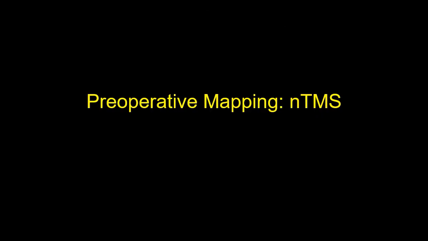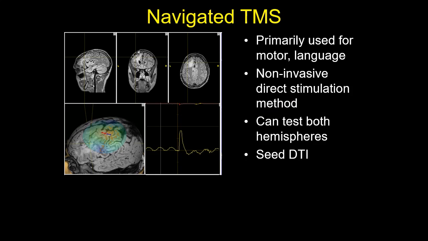Now we'll move on to navigated transcranial magnetic stimulation. Here's a case example of a patient with a left frontal glioma for which we performed preoperative navigated transcranial magnetic stimulation. In particular, stimulation at this site within the inferior portion of the hand knob of the precentral gyrus, we elicited a motor evoked potential in the hand.